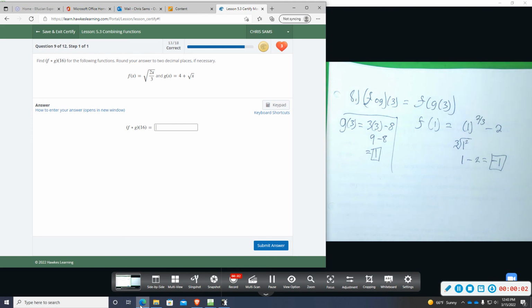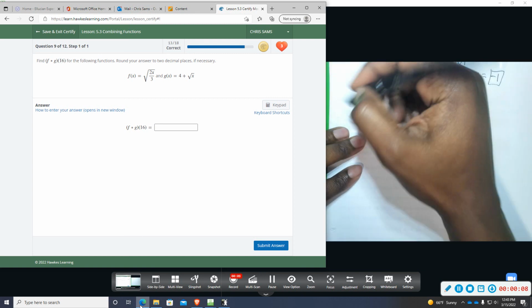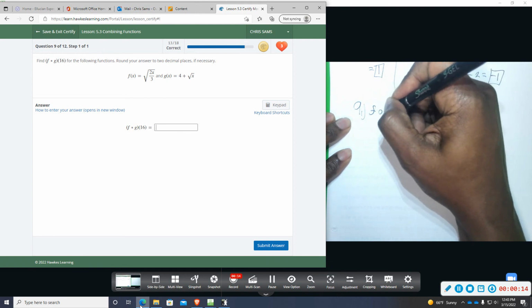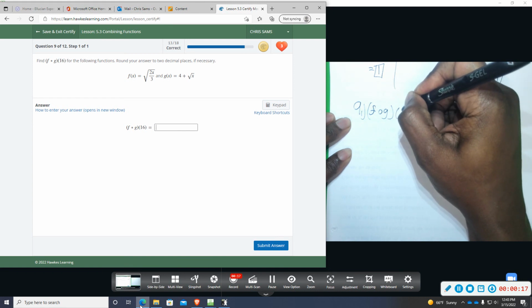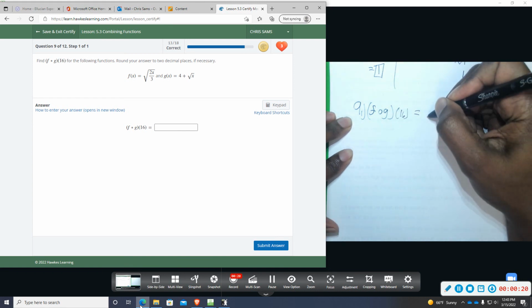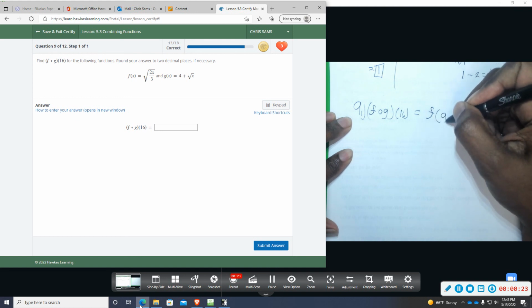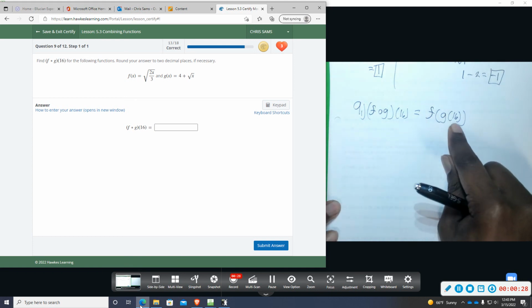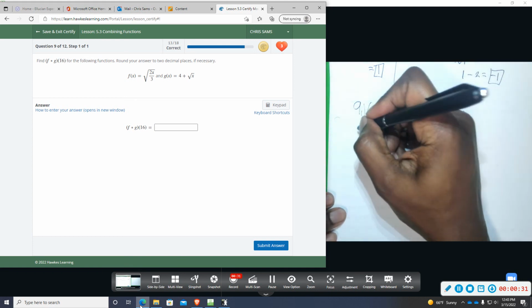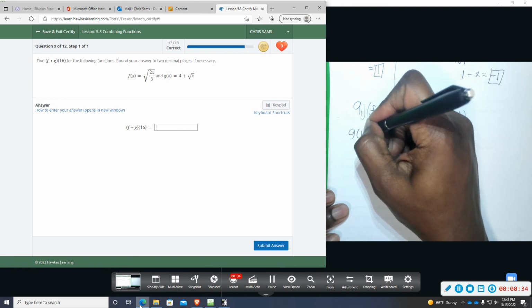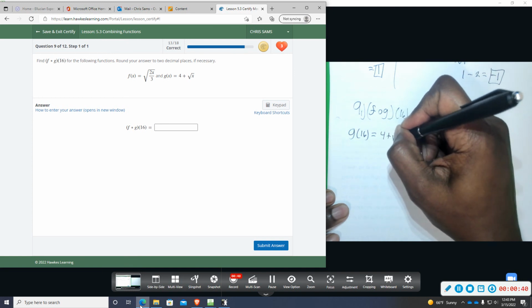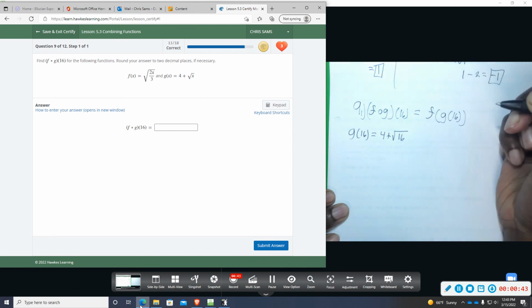Number 9, we want to find f of g of 16. So f of g and then 16, that means f parentheses g of 16. Okay, so first we're going to start out by plugging 16 into the g equation. So we're going to do g of 16 first, and that's going to give us 4 plus the square root of 16. You plug that in for x.